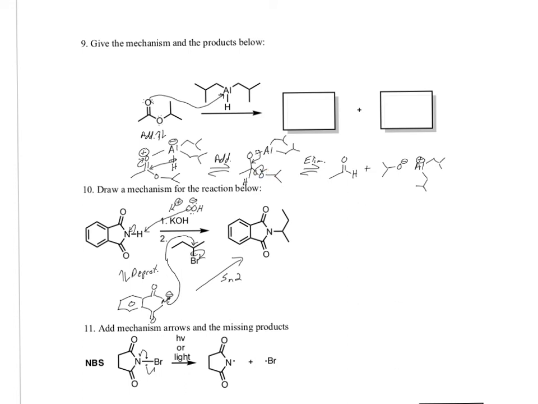Kicks out the aluminum, and then you could draw it as an ionic pair, O minus, aluminum plus, or you could draw them together. Either way is fine. Make sure you have the aldehyde, right? So this is another way to make aldehydes. We talked about primary alcohols making aldehydes. This is an ester being turned into an aldehyde with DIBAL-H.